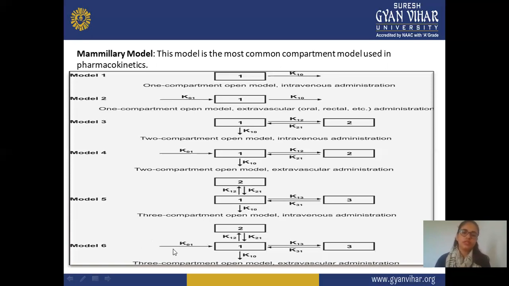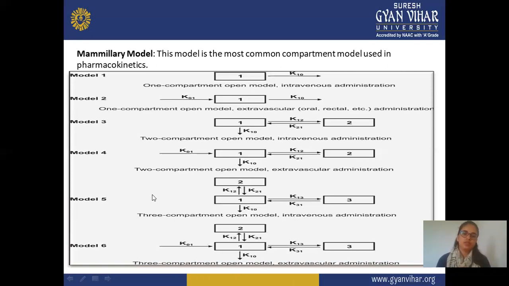The last one is the three compartmental open model with extravascular administration. This one is also similar to the previous one, but there your drug is administered by intravenous route and here you administer by extravascular route. So the same, after administration, absorption takes place because you are giving the drug extravascularly, and there are three compartments. One is this. This is the reversible process to the second compartment, and one to third is also reversible. So these two are the reversible processes and this is a rate constant process.